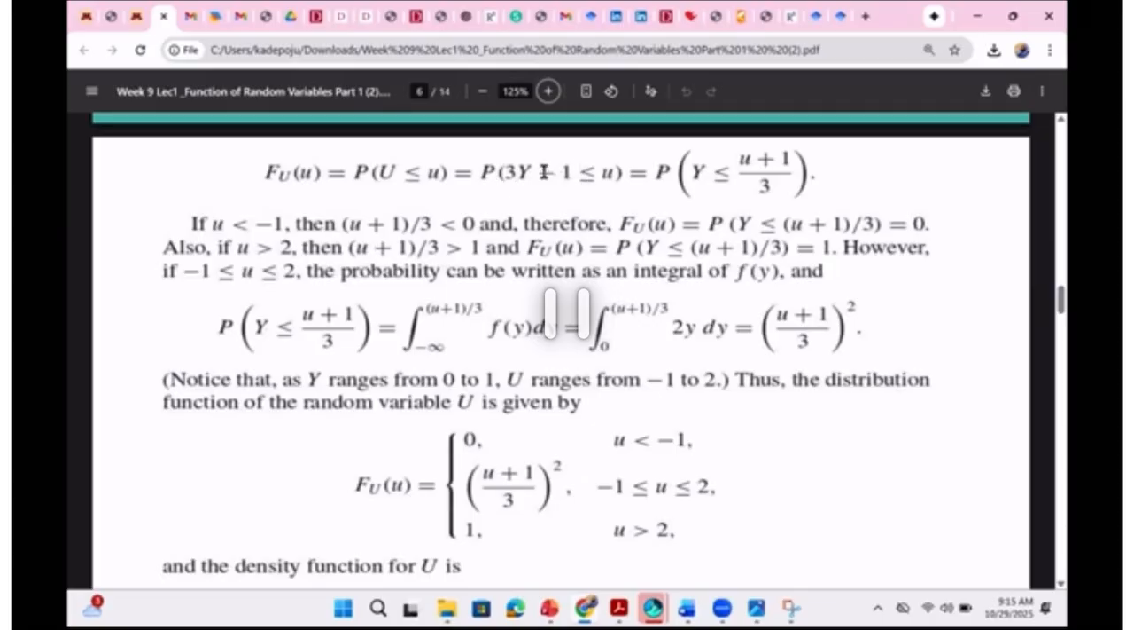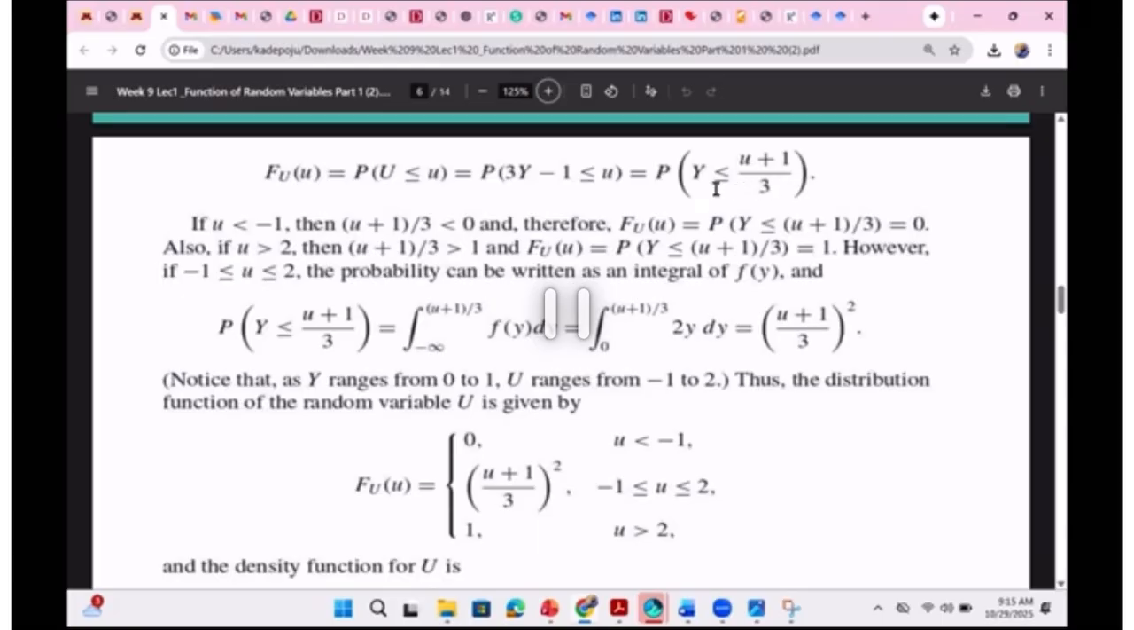Now, what do I need to do? Inside the parentheses, I need you to focus your attention on the parentheses now. Solve for y. When I solve for y here, this is what I got. Is there anyone in this class who doesn't understand how I got here? Okay, now I will have the probability of y less than or equal to (u plus 1) over 3.